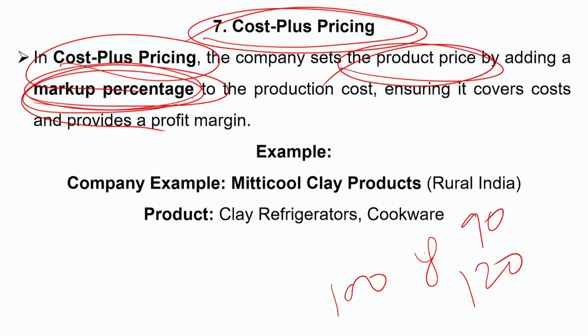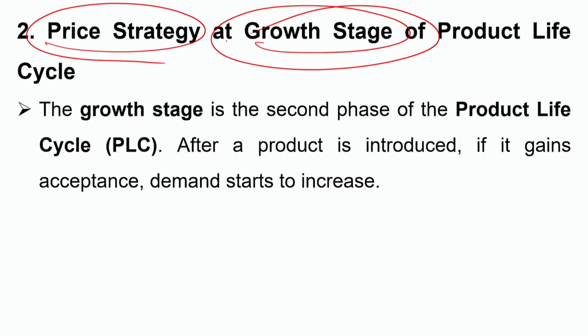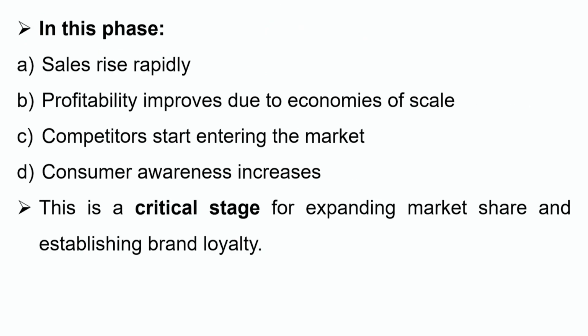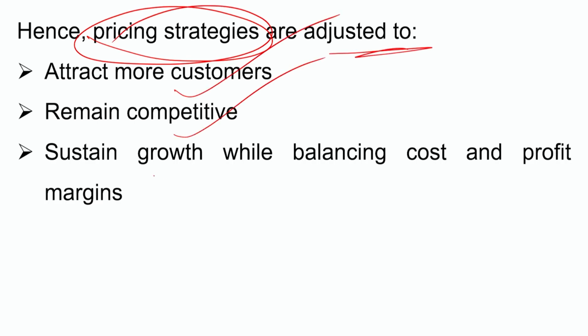You are adding a markup percentage, that is 20%, 30%, whatever the company decides. Then the second one: this was all about the introduction stage, now pricing strategies for the growth stage. What should be the strategies at the growth stage? Introduction is done, growth stage is when your product is on the rise. In that stage, sales rise rapidly, profitability improves, competitors start entering the market, and consumer awareness increases. Here pricing strategies are adjusted to attract more customers, remain competitive, and sustain growth.